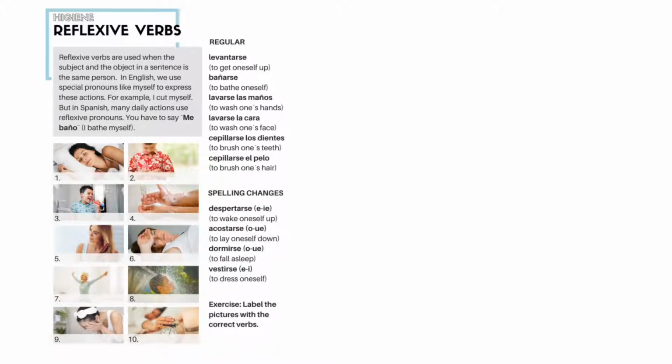First of all, a reflexive verb is one where the subject and the object in the sentence are the same person. In English, we express this with myself. So if you cut yourself, or hurt yourself, or if you love yourself, hug yourself, that's how we express that. In Spanish, we're going to use me.